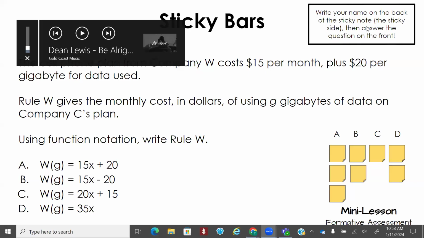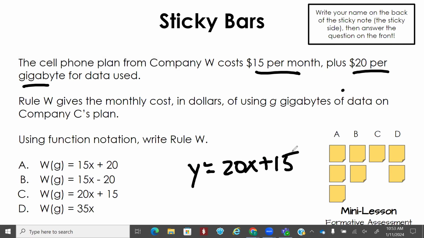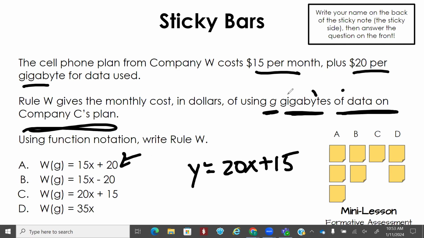Who's got the answer? Go for it. Why? Okay, why is it not 15x? Because I bet some of y'all put A, right? Yeah, okay. Here's why. Look at what they define as X being. G gigabytes of data on company's C plan. So we're talking about gigabytes. But what's being multiplied by gigabyte? 20. So 20x. Make sense?